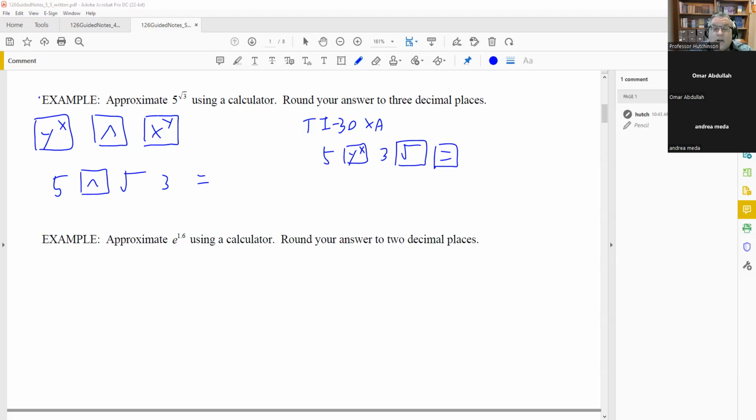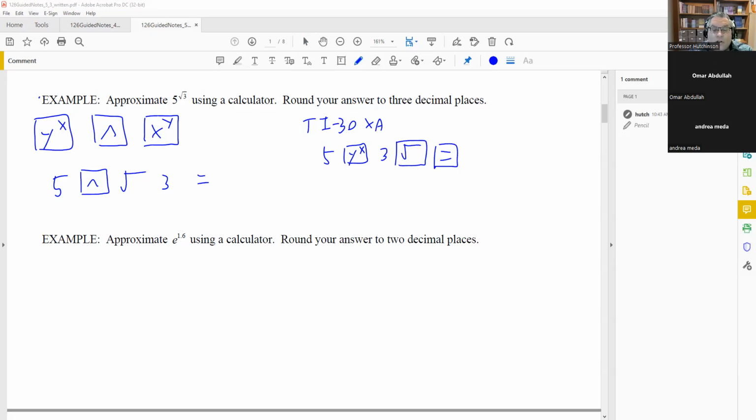So depending on what calculator you have, you want to be familiar with how your calculator works. Now, if you do have a graphing calculator, that's perfectly fine. You can certainly use that in class. But depending on which one you have, you enter it a little bit differently.